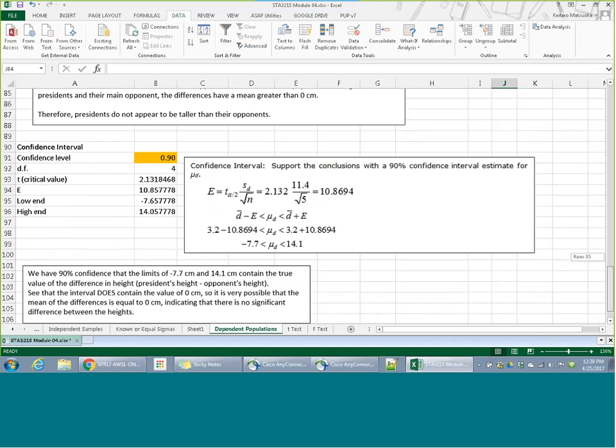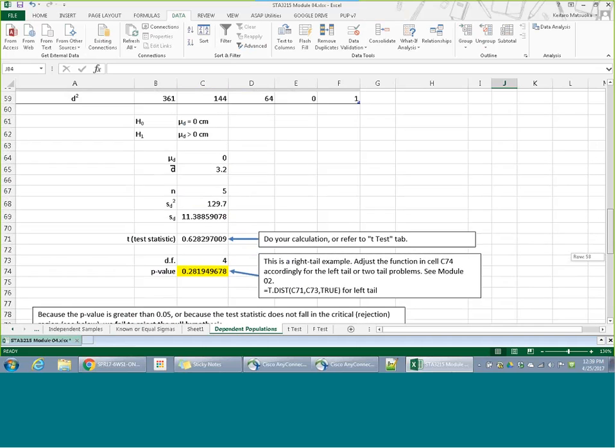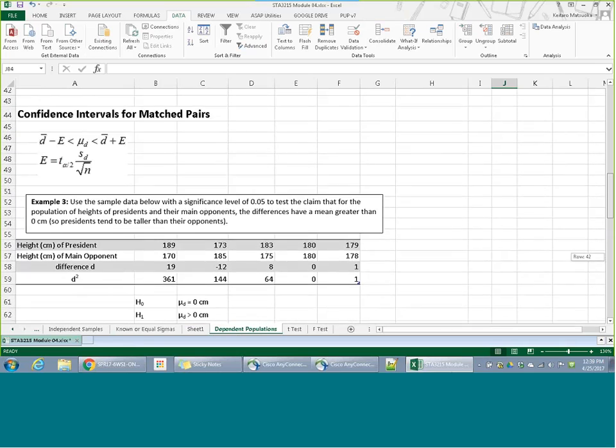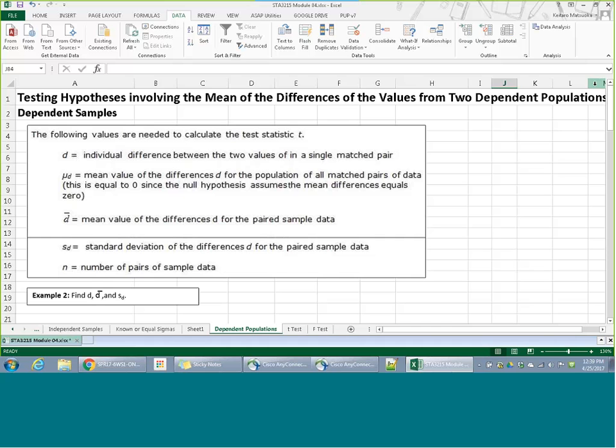Okay. So take a moment to understand all the methods. They will yield the same conclusion. And this is for the dependent samples.